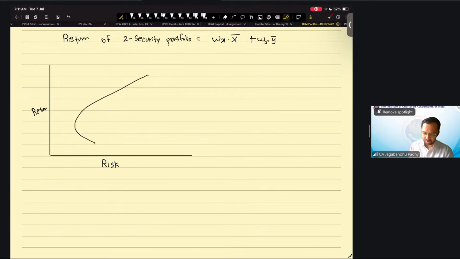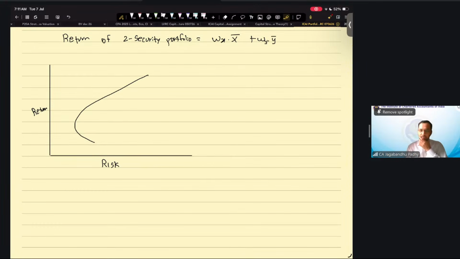Initially you are positioned over here. Then as you keep on combining securities into your portfolio, what we observe is that you initially face a reduced risk with an increased return. As we keep on combining the other securities in our portfolio, the risk reduces and the return increases. So what do we name this set of portfolios? What do we call them?